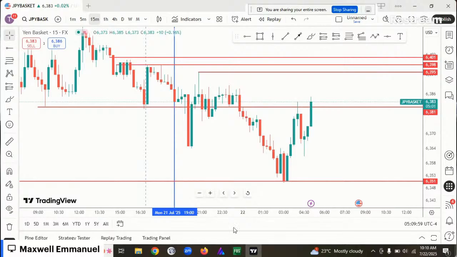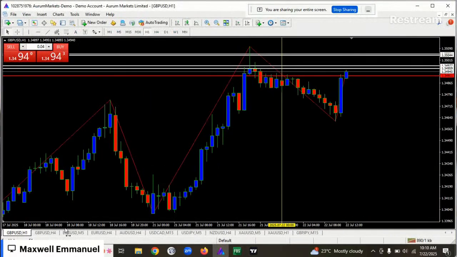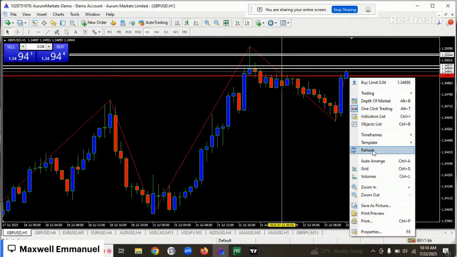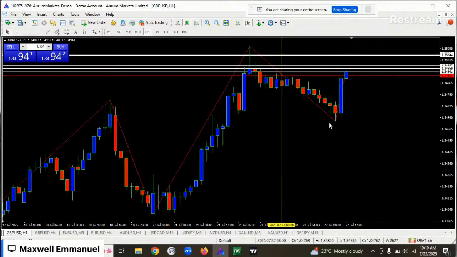Okay, let's go to currency pairs. I'm going to use MT4 for currency pairs. I'm more comfortable using MT4. So I've done my analysis. I did this last night. I'm expecting price to pull back to this zone for me to sell GBP/USD.